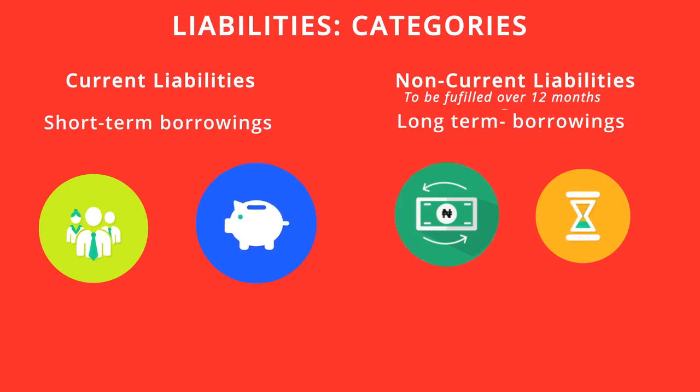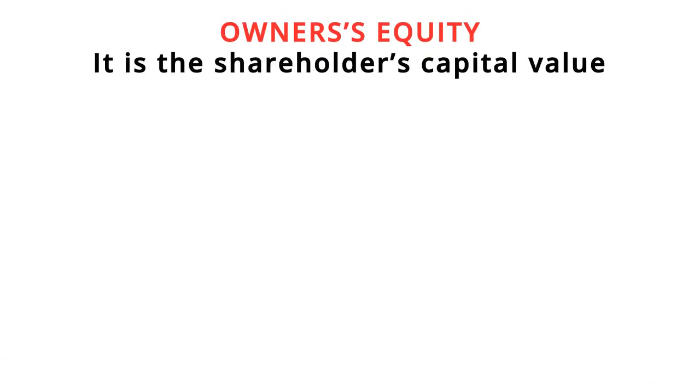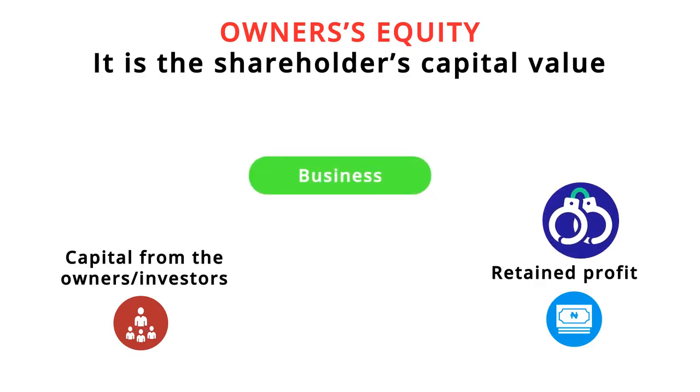Let's look at the last item in the balance sheet, owner's equity. Owner's equity is the shareholder's own capital value. This is represented by two major components in the balance sheet. The first is the capital contributed by the owners of the business and sometimes investors. The second component is referred to as the retained earnings or retained profit in the business. Retained earnings or retained profit is the profit that is plowed back into the business, while contributed capital represents the amount of money injected into the business by the owner or the owners of the business.